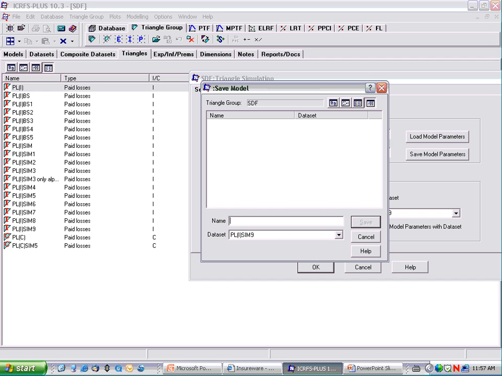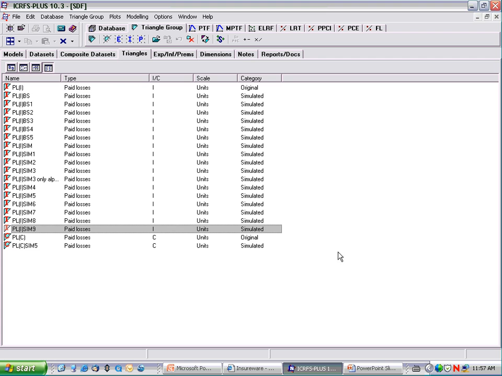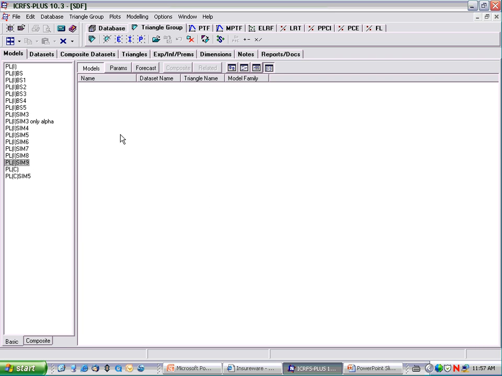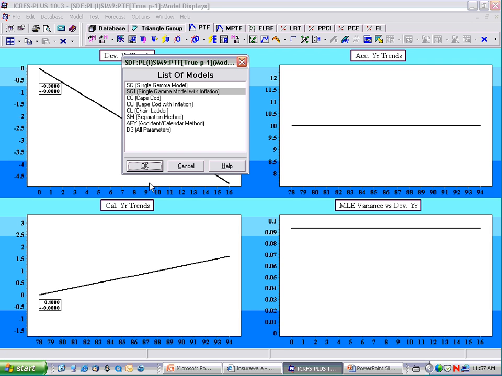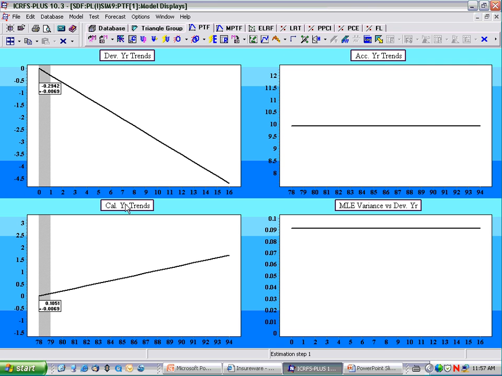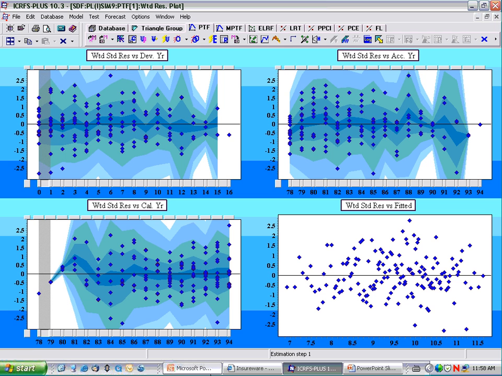Oh, the capitals. True P. So it's Sim 9. If I go to models and go to Sim 9, I can run the true parameters, which are -30, 10, and level 10. I can estimate now the parameters from the data. So that's the estimate of the parameters, -29, around 10, and this should be around 10 also. Okay, and these are the residuals. Okay, and they look pretty straight.